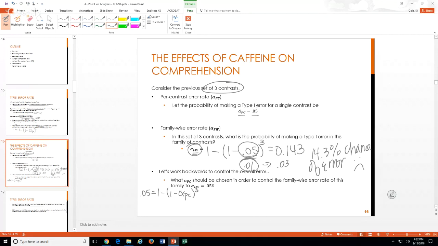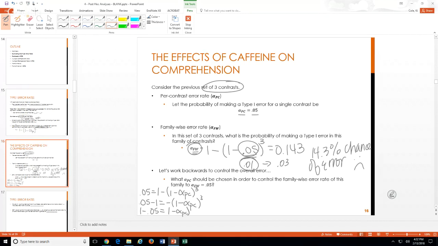What should I do first? Oh, move that one. Okay, move the 1 over. Okay, so I'll have 0.05 minus 1 equals minus 1 minus alpha per contrast to the third. Now what? Multiply it all by minus 1. So then I'll have 1 minus 0.05 equals 1 minus alpha PC to the third. Okay, now we're getting somewhere.